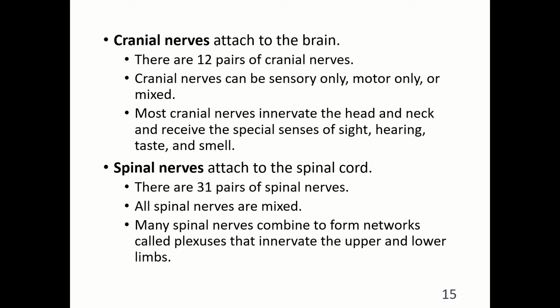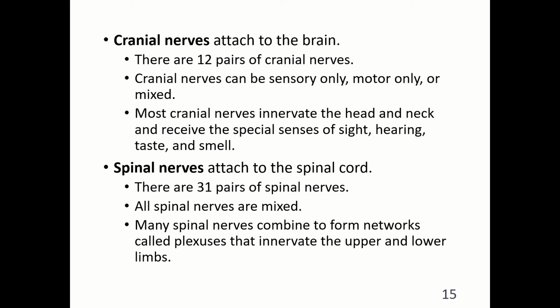There are two major types of nerves, cranial nerves and spinal nerves. Cranial nerves attach to the brain. There are 12 pairs of cranial nerves. Cranial nerves can be sensory only, motor only, or mixed. Most cranial nerves innervate the head and neck and receive the special senses of sight, hearing, taste, and smell.